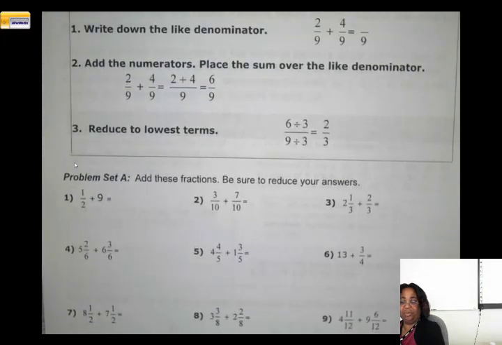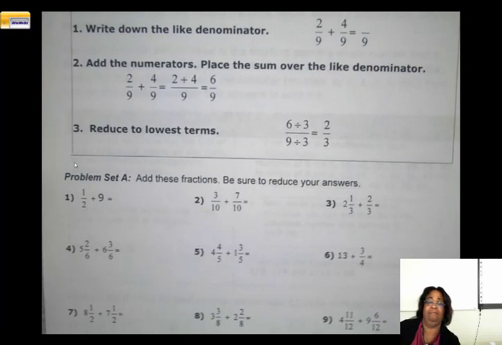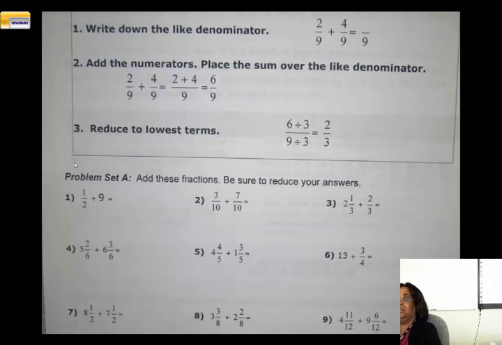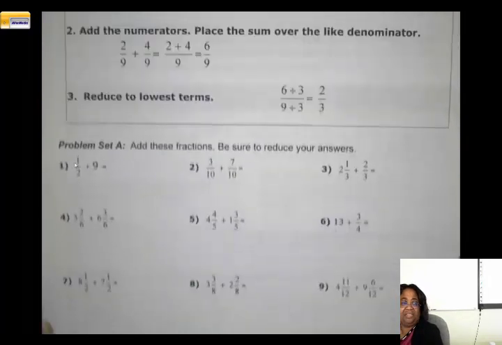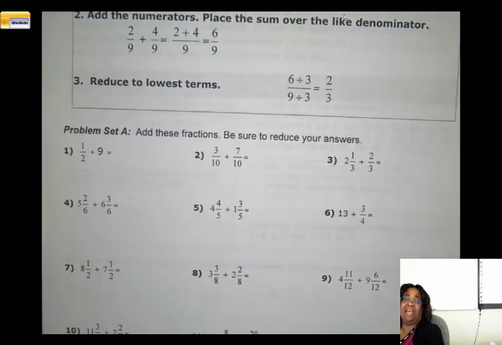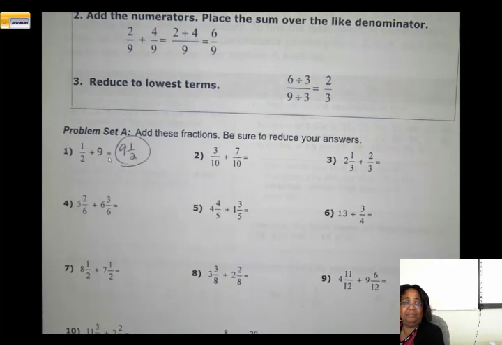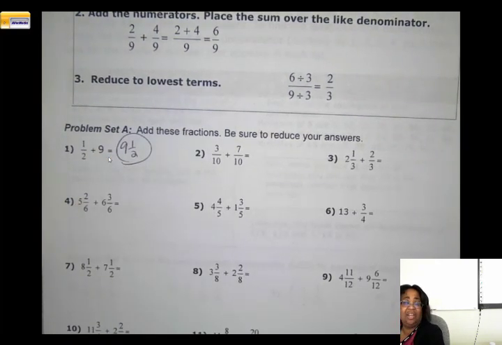Page 2 is just simple addition. Are the denominators the same on page 2? So this should be fairly easy. What's the answer to number 1? If I take 1/2 and I add 9, how much is that going to be? 9.5. You just add them. You have a whole number and a fraction, you just add them.